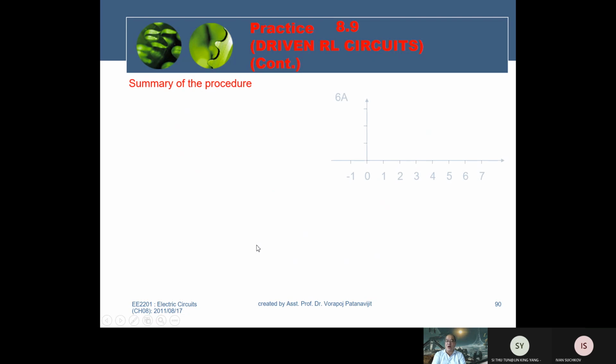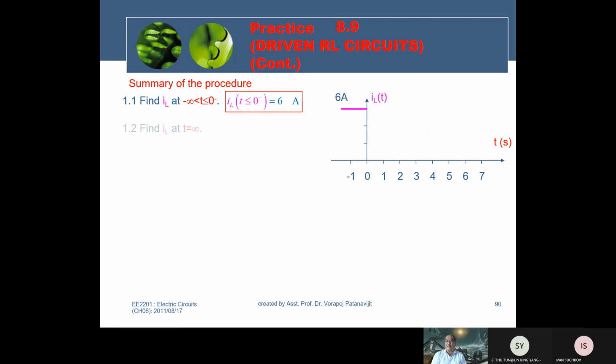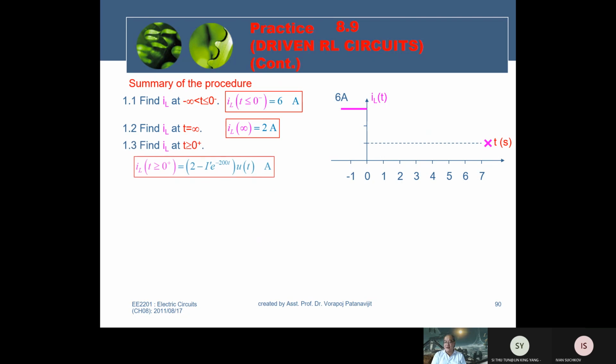Now, from the overall point of view, the summary of this procedure. For IL for time less than 0, before the switch is activated, the source is still fully operating, okay? Therefore, IL equals 6 amp. For time infinity, IL will drop to 2 amp. But during that time, the inductor current does not drop suddenly. It drops gradually in an exponential form, okay? And the value of IL for time less than 0 equals 6 amp, okay?